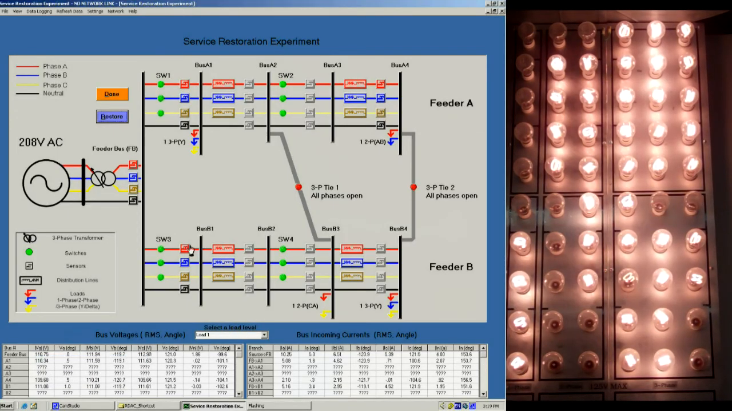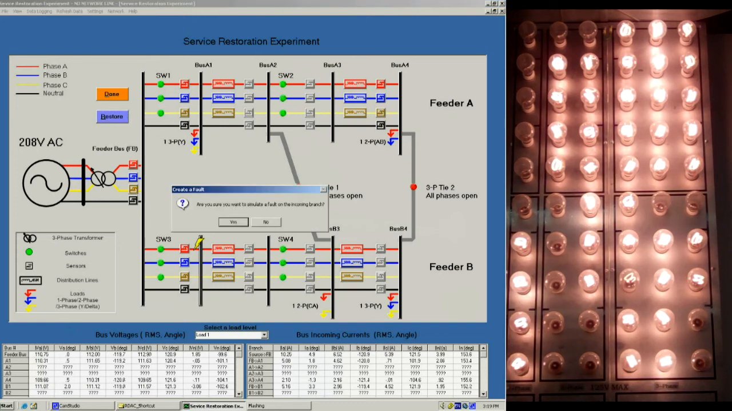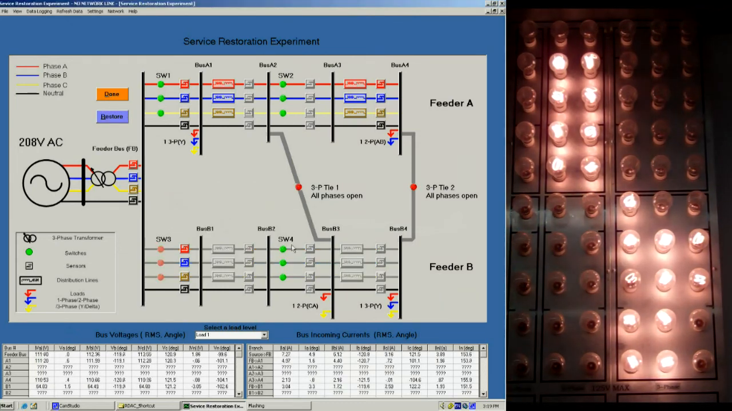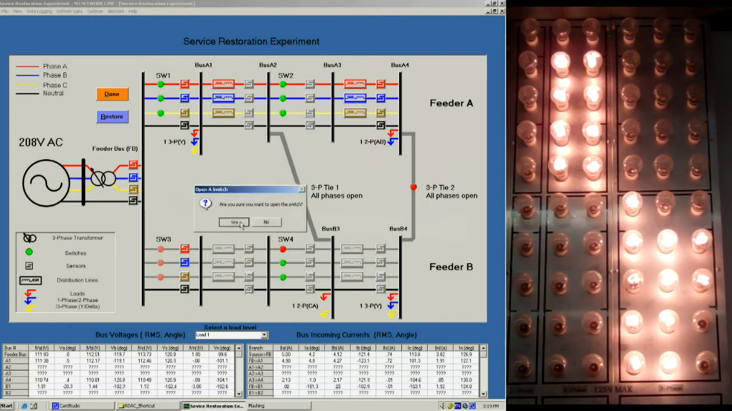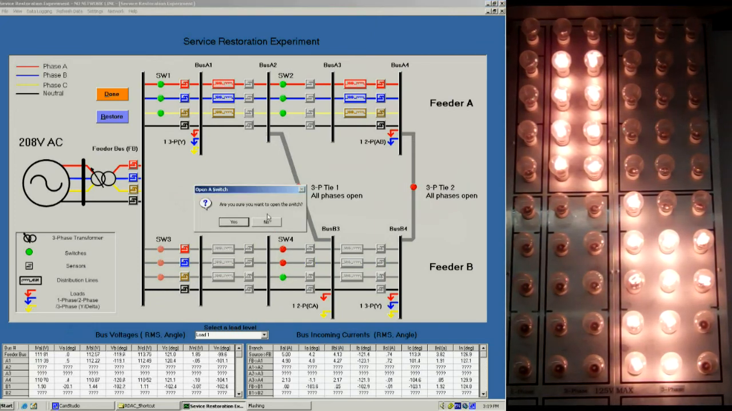In this experiment, a bus fault occurs. Switches are opened to isolate the fault. The customers downstream of the fault are out of service. The loss of service is observed by the light bulbs turning off on the light bank. Service restoration must be performed to restore as much of the out-of-service load as possible.